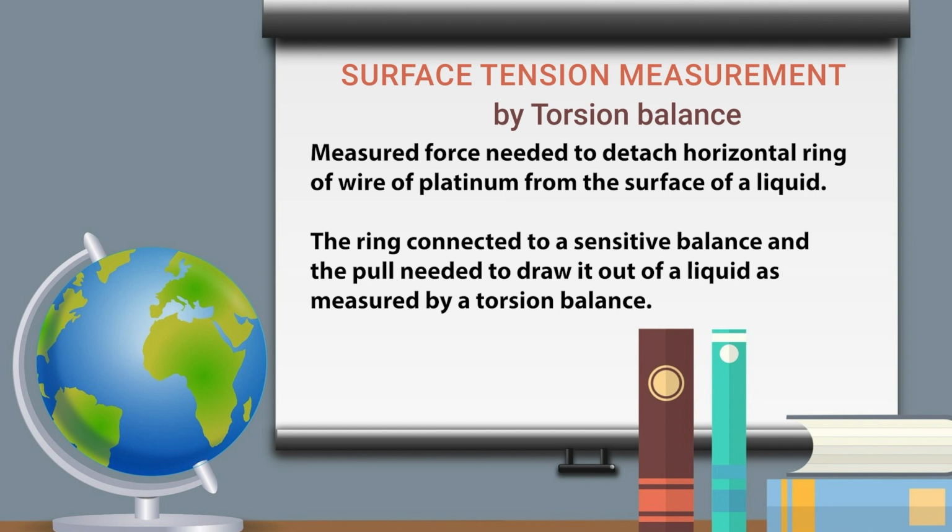What you do basically is you put a horizontal ring on the surface, and you attach it to the platinum wire, and you pull the wire up. The amount of force it requires, that will be the tension. All the surface tensiometers are based on this principle.